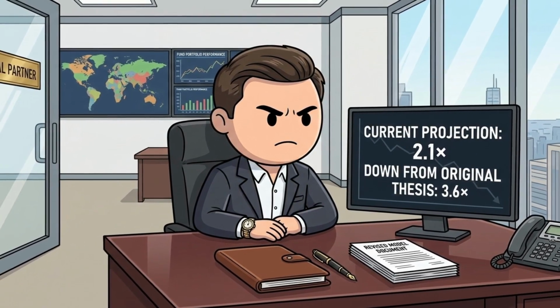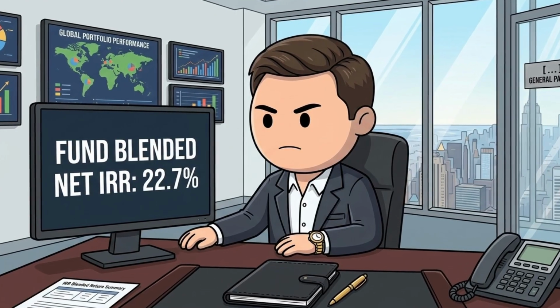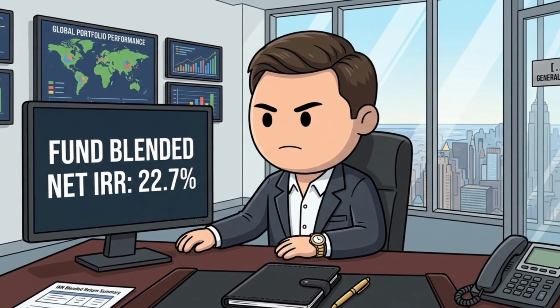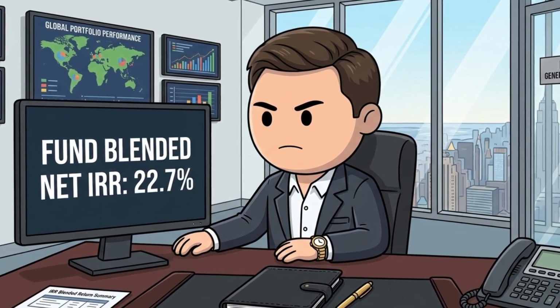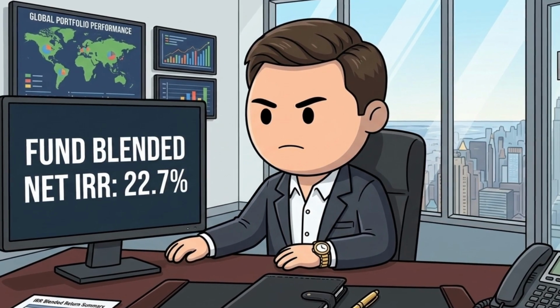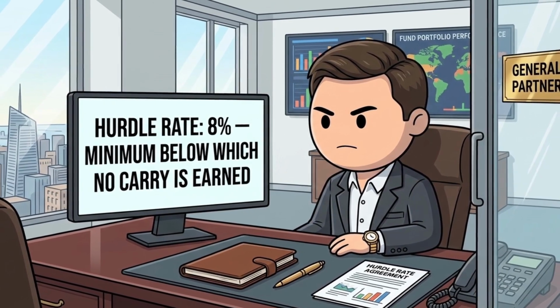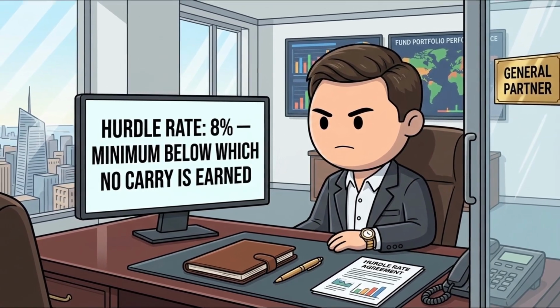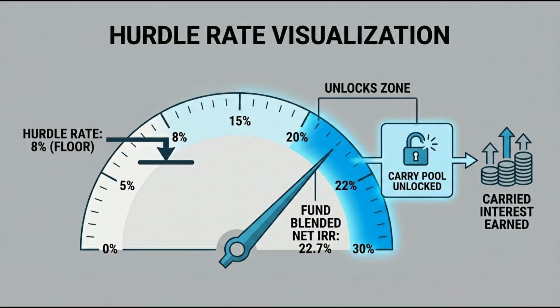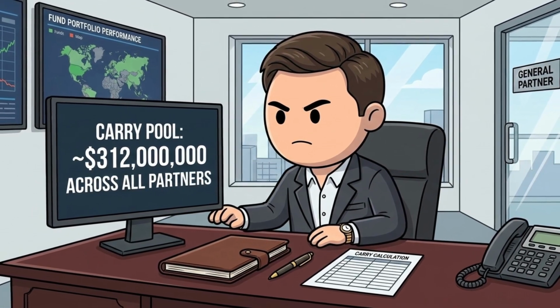2.1 times on the invested capital is below the fund's target. It will pull the fund's blended return downward. The fund's blended net internal rate of return across all realized and unrealized positions is currently 22.7%. The hurdle rate, the minimum return below which no carried interest is earned, is 8%. The fund is well above the hurdle. The carry pool, 20% of profits above the hurdle on the total fund, is approximately $312 million across all partners.